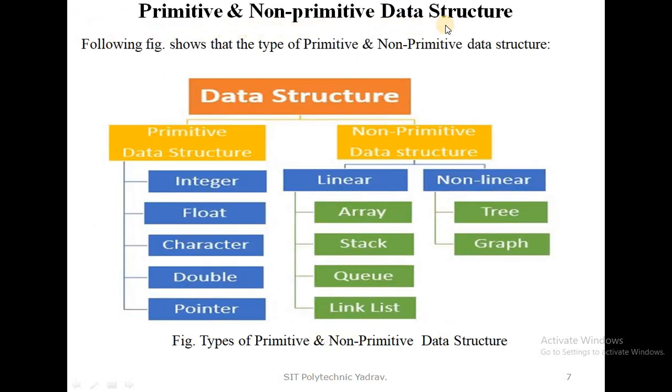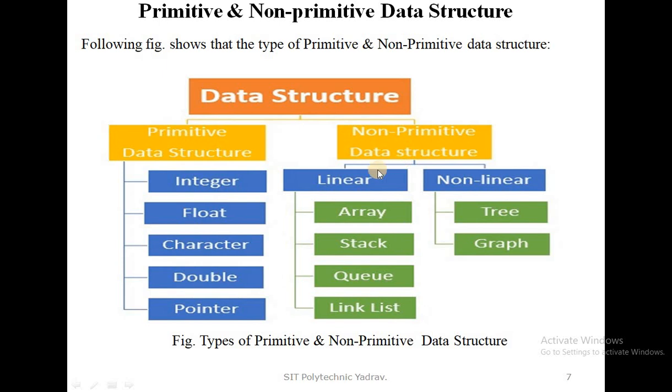Primitive and non-primitive data structures. Okay, the following figure shows the types of primitive and non-primitive data structures. In the first data structure there are two subpoints, primitive data structure and non-primitive data structure. The primitive data structures are classified into integer, float, character, double, and pointers, which are directly operated on by a machine or a computer.